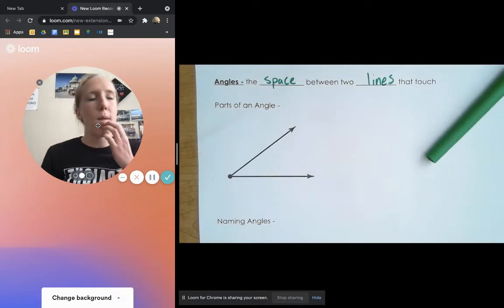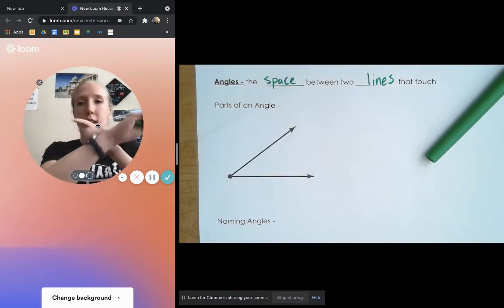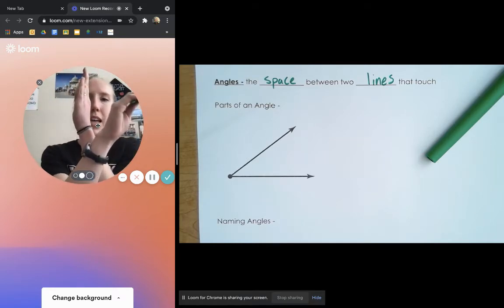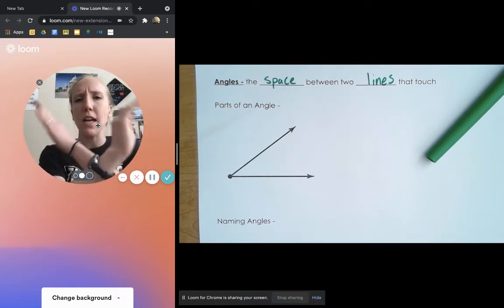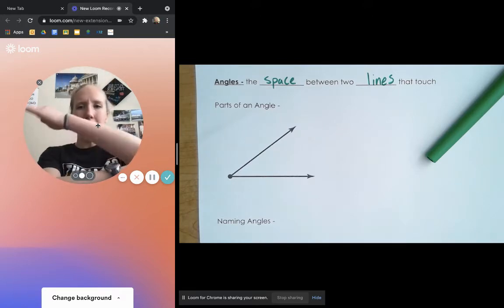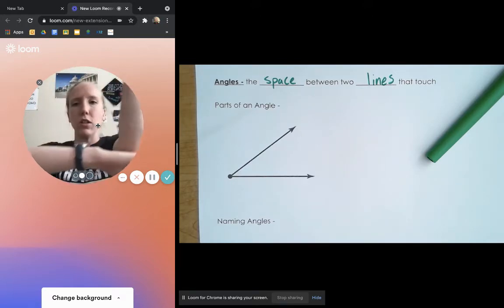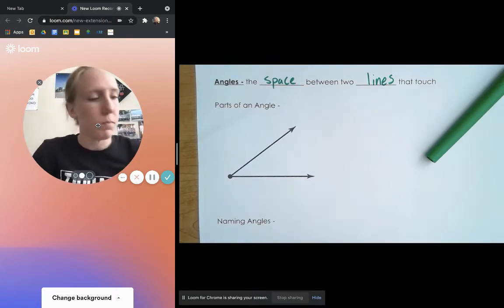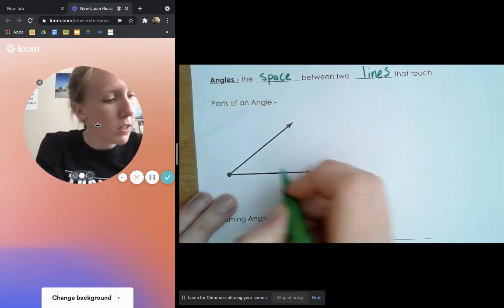If lines touch, that means they are intersecting, and the angle is how close or far apart those lines are after they intersect. So, an angle is how much an angle is open. That's what we measure. So, there are parts that make up an angle.